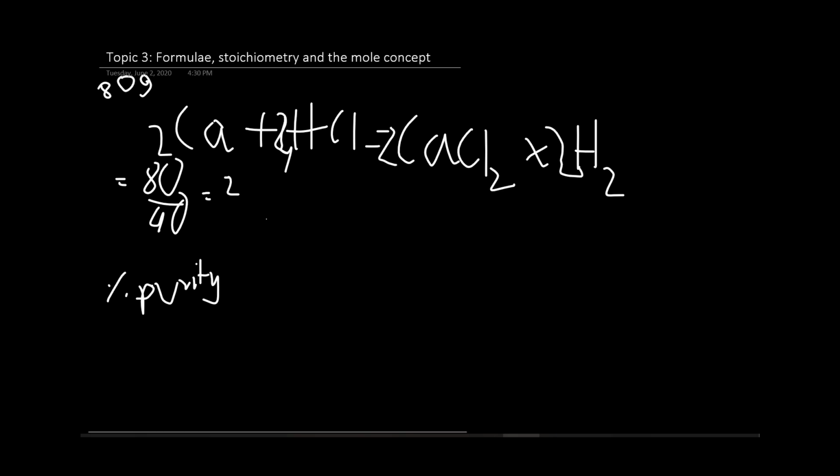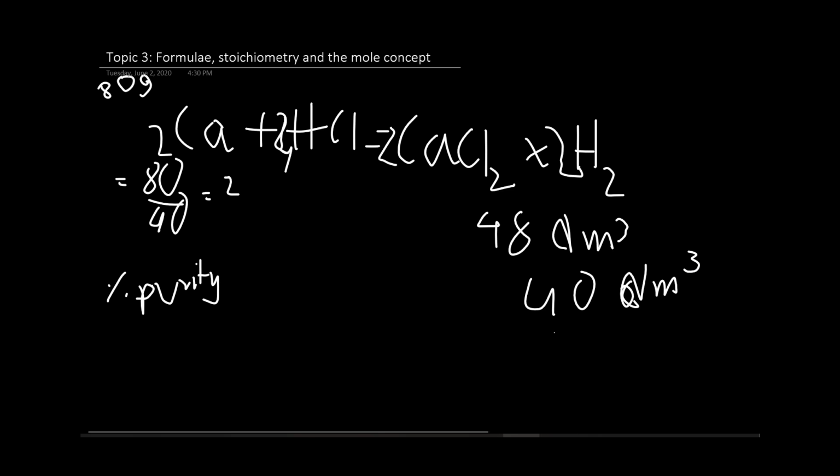Right, so first off, we were supposed to receive 48 dm cube, right? But we had received only 40 dm cube of hydrogen gas. Let's just take a look at what this means in terms of moles. That is, how much hydrogen gas had we obtained in terms of moles?